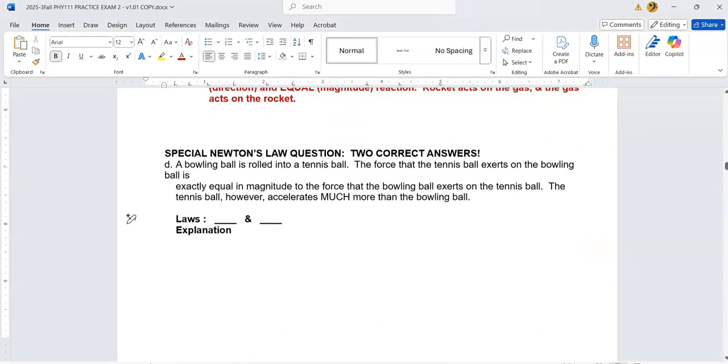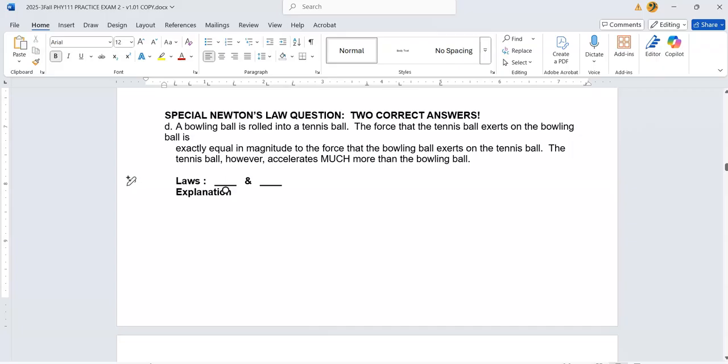Okay, now let's look at the last example. And the last example is a special example because there are two correct answers. We have a situation that says a bowling ball is rolled into a tennis ball. In other words, the two hit each other.